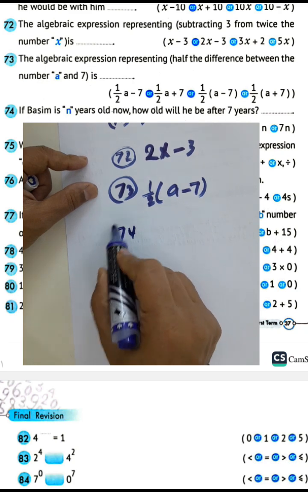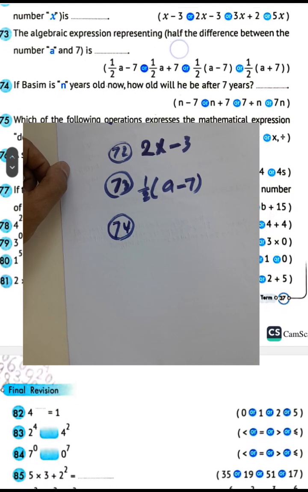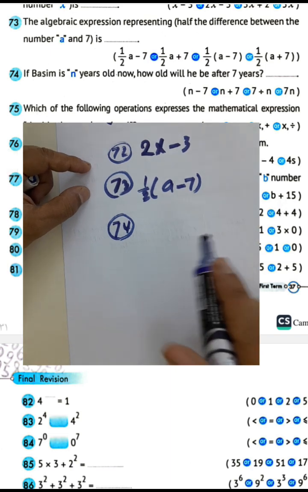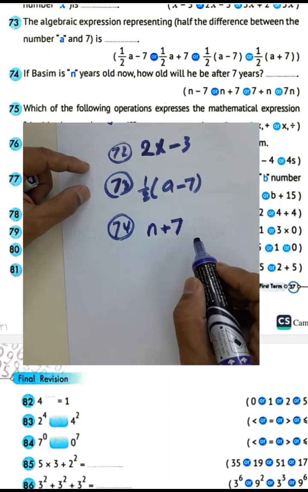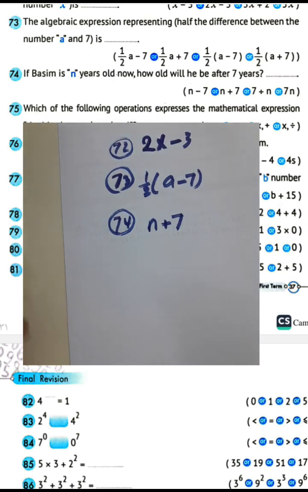Question 74. If Basim is 10 years old now, how old will he be after 7 years? After means n plus 7 years. Basim is 10 years old now. How old will he be after 7 years? It will be n plus 7. We must add 7 to n. Question 75.